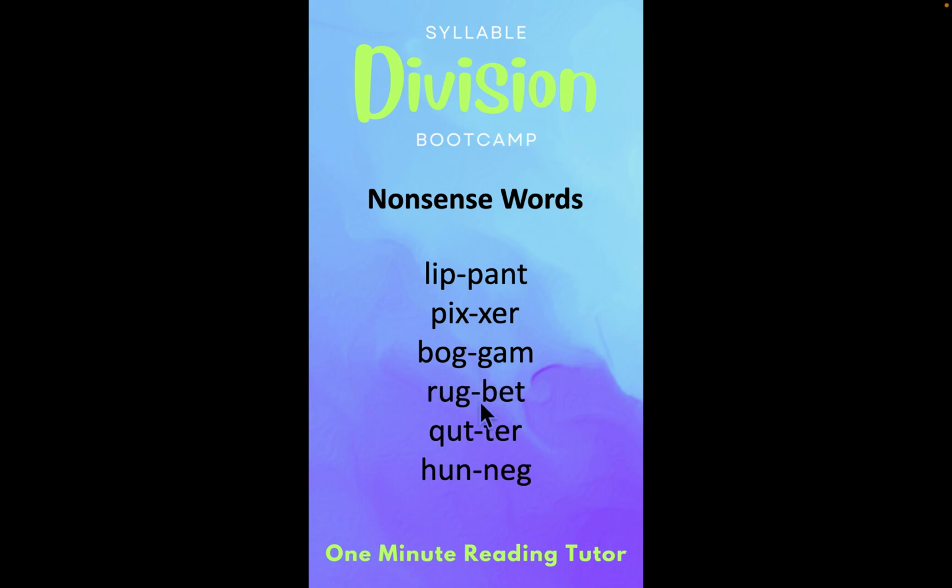Right here, we split between these two consonants. The short U is in the middle of the syllable, so it says its short sound, and the E is in the middle of the syllable, so it says its short sound. So we have the made-up word rugbet. Right here, we split between the two T's. The U will have the short sound and the ER will say er, so we have quater. Right here, we split between the two N's. The U will have its short sound and the E will have its short sound to have honeg.